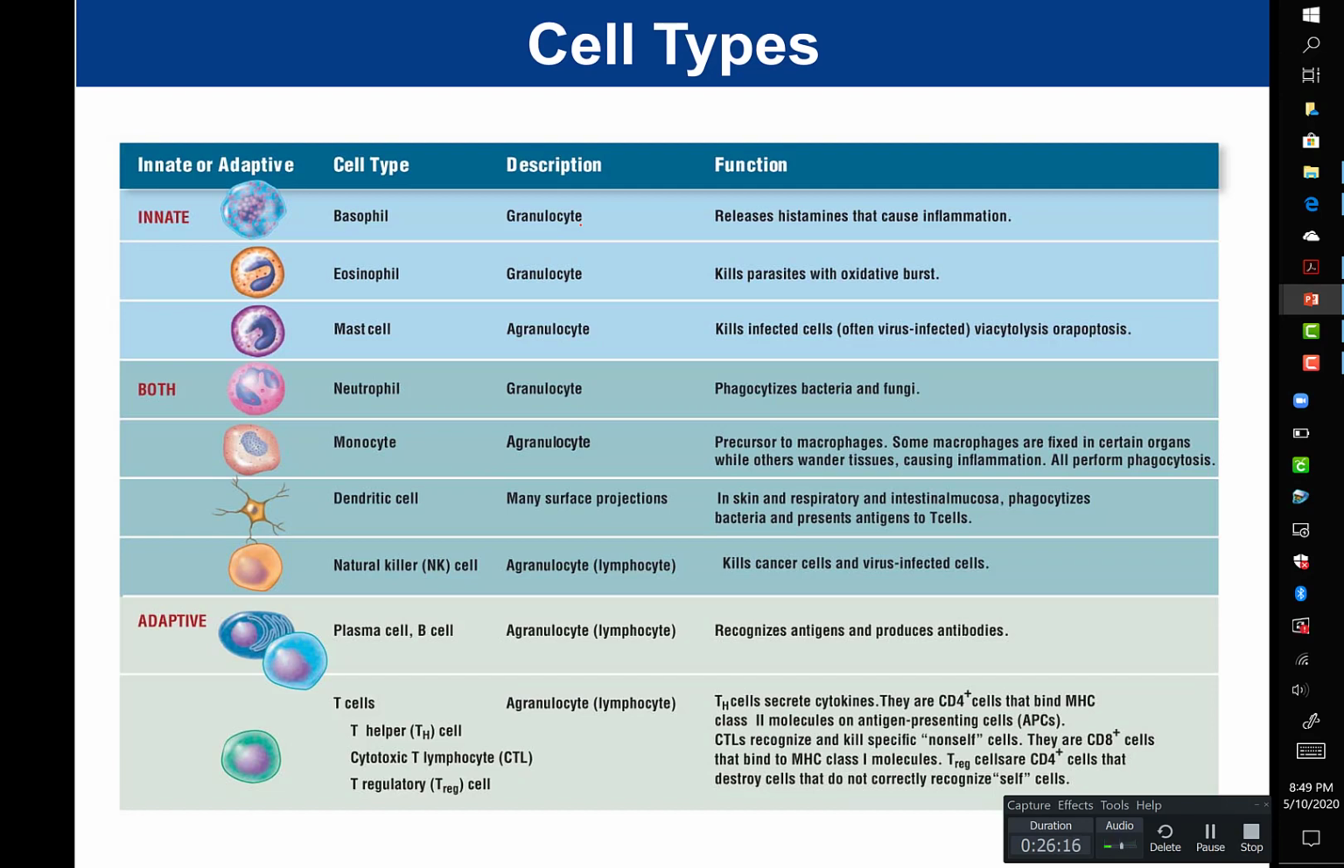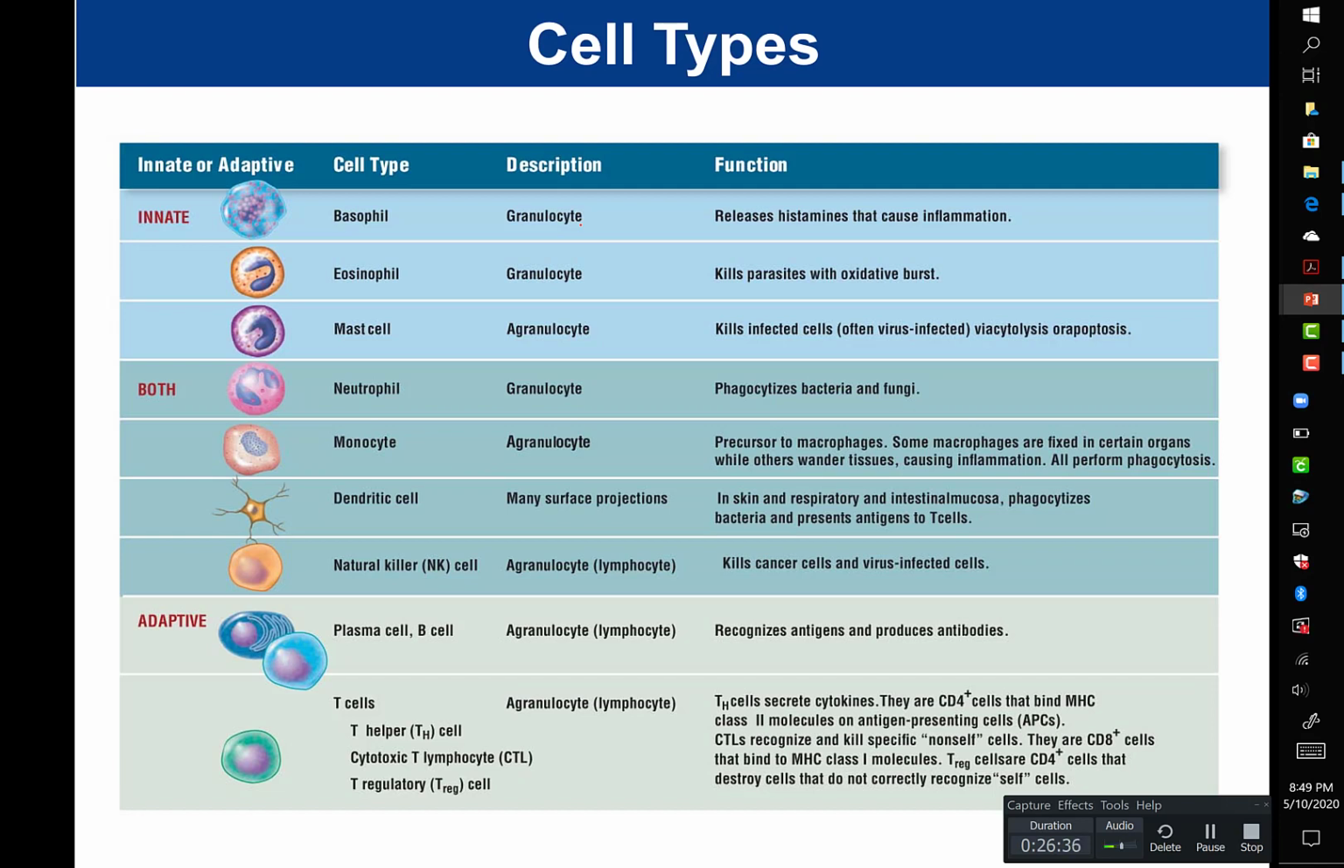Within adaptive, we also have our T cells, and there are a variety of different T cells. We have T helper cells, we have cytotoxic T lymphocytes, we have T regulatory cells. These are all agranulocytes. They are, again, lymphocytes.